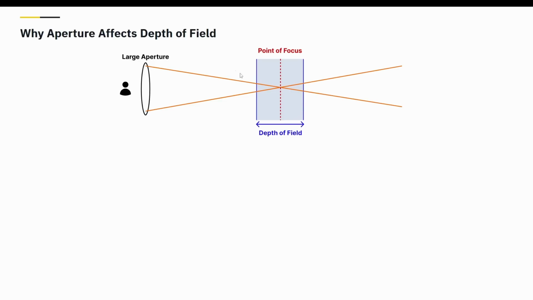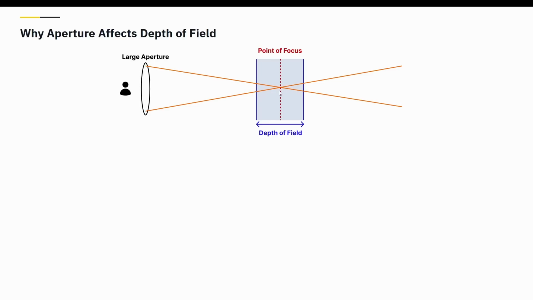Now light is diverging from this point at all angles, and with a large aperture we're capturing a lot of that light that's diverging from all those different angles. And because of that, there's a point where the light has diverged from the point of focus at an angle such that it's no longer sharp.